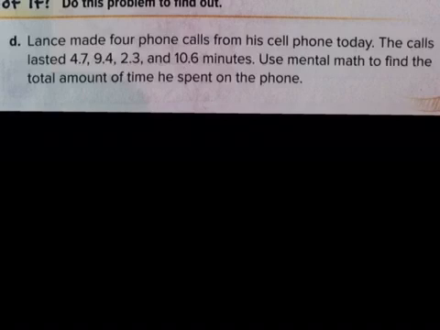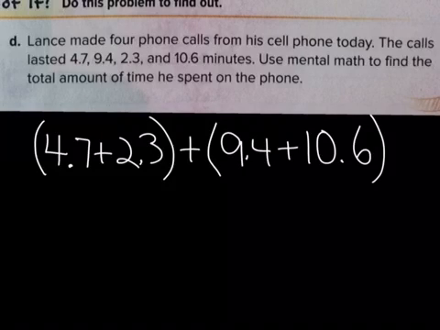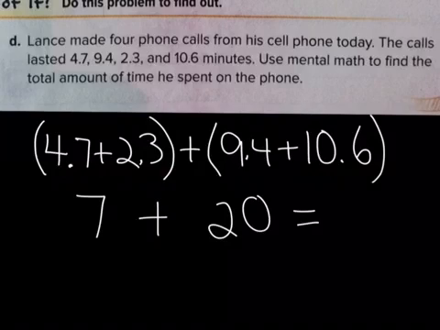So I'm going to use associative property. And it looks like this. Okay, associative property, I group these two together because I know they'll give me a nice rounded number. And I know 4 plus 2 is 6, and then 7 and decimal 3 will give me one more, so that's going to be 7. Plus, I know that 9 plus 10 is 19, and this 0.4 plus 0.6 is going to give me one more, so that's going to be 20. Right? And in total it's going to be 27 minutes that he talked on the phone.